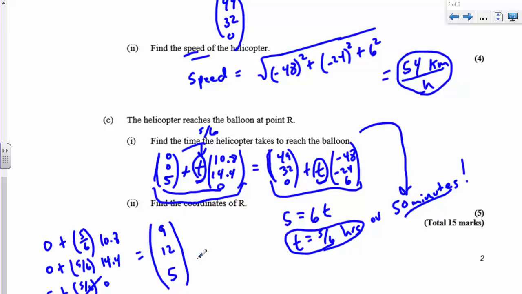I've done this a couple of times. So that should be your answer, or somewhere thereabouts. That's the actual coordinate of r right here. So that's your answer there. And then we're going to move on to the next question.